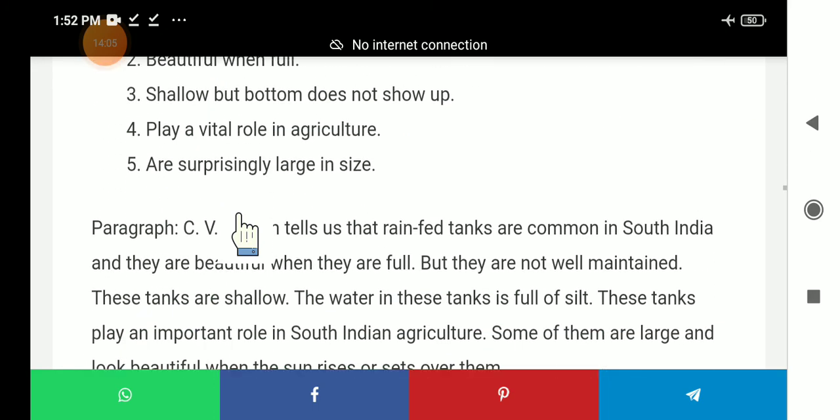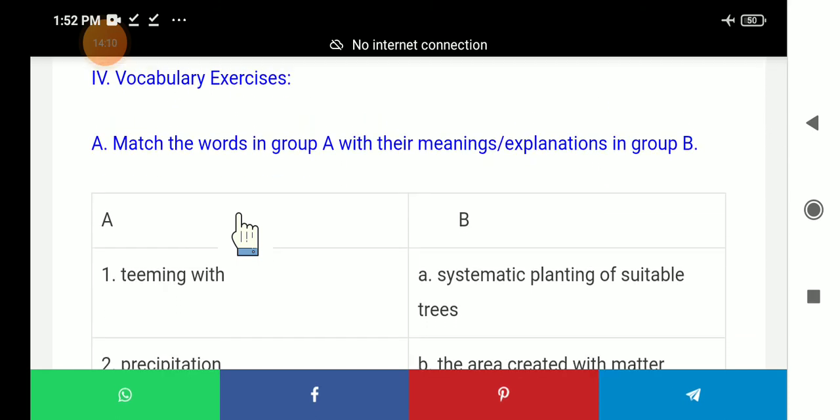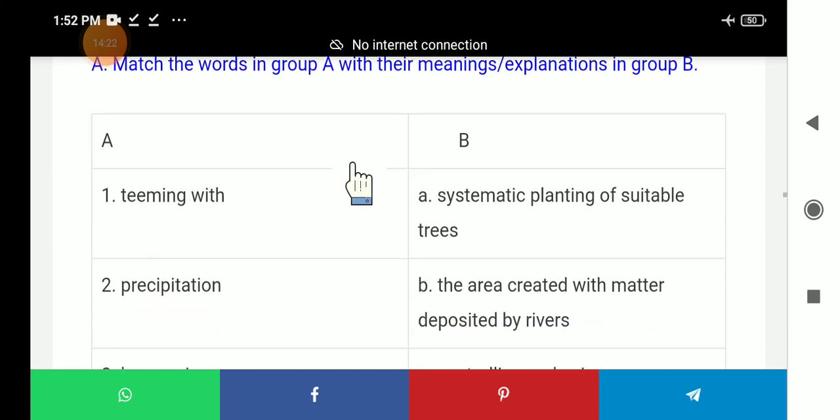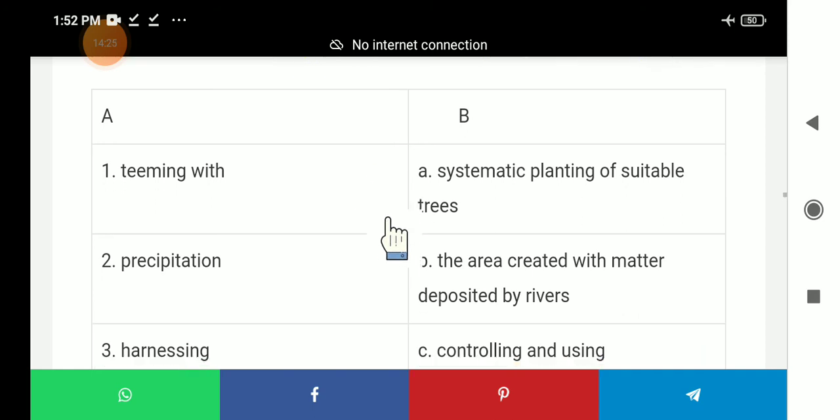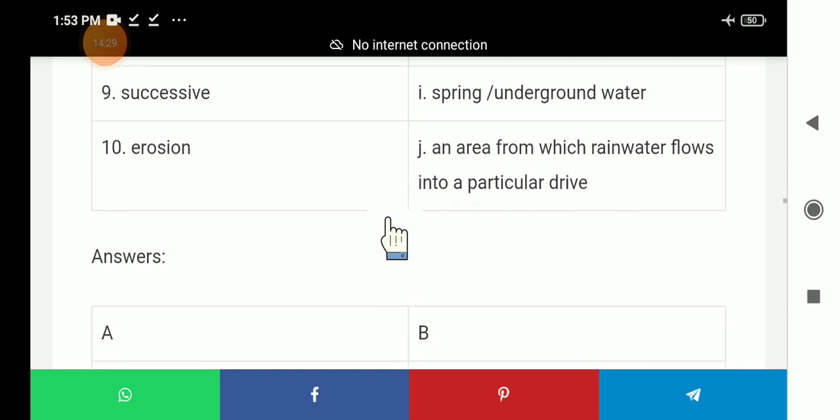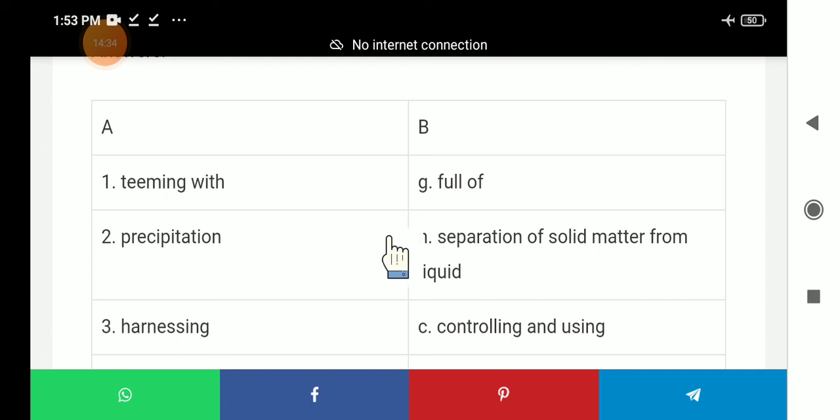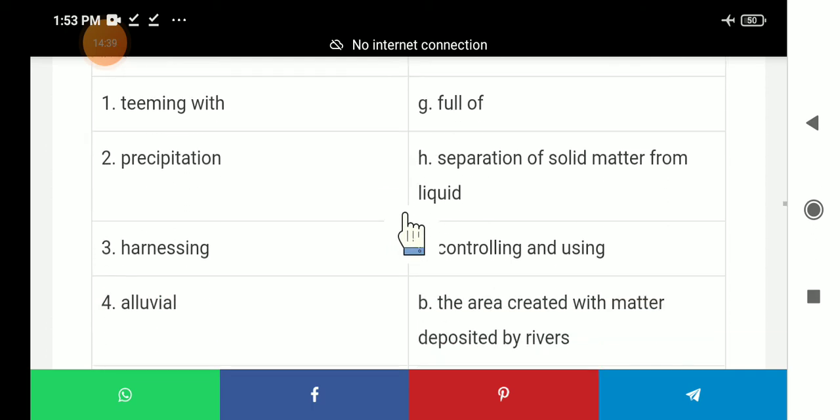Now come here to the vocabulary exercises, which are given on page number 24. Student, you can check over it. What it says: match the words in group A with their meaning or explanation in group B. So here we have to match them. See, these are all the questions. The answers are given here. Teeming with means option G is the correct answer, full of.